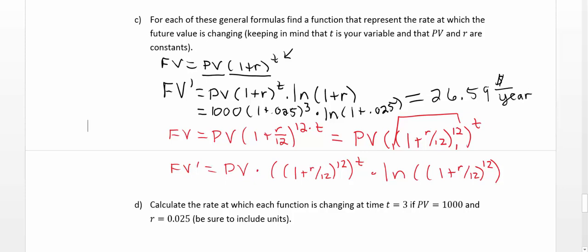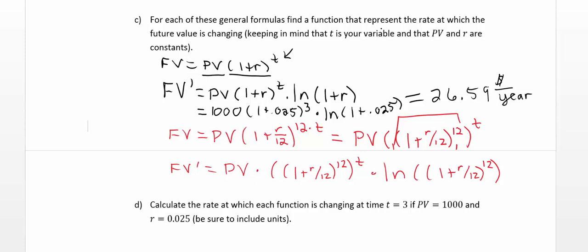So remember, our independent variable t is time, and time was given in years, and our dependent variable is future value of your money, and so that's going to be in dollars. So that means that my investment is increasing by $26.59 per year when it's been 3 years.